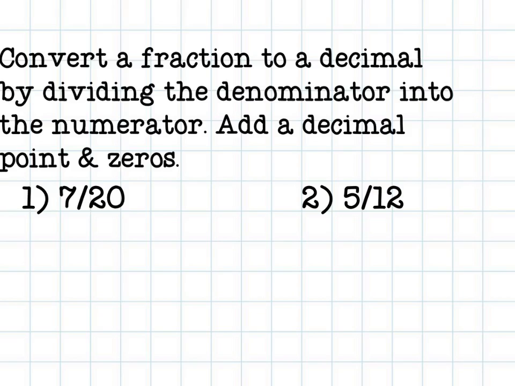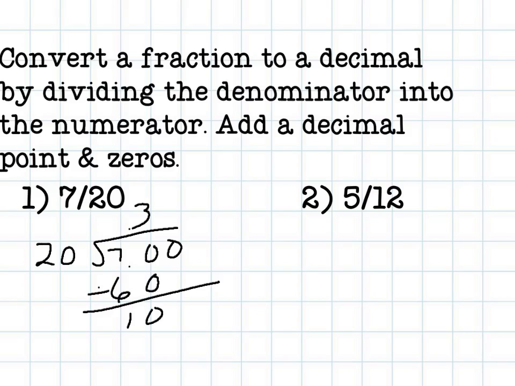Okay, to convert a fraction to a decimal, you divide the denominator into the numerator, and you have to add a decimal point and zeros as needed. So the first one here, we're going to divide 20 into 7, put a decimal and 2 zeros to start with. Bring your decimal point up. Well, 20 does not go into 7, but 20 goes into 70 3 times. 3 times 20 is 60.